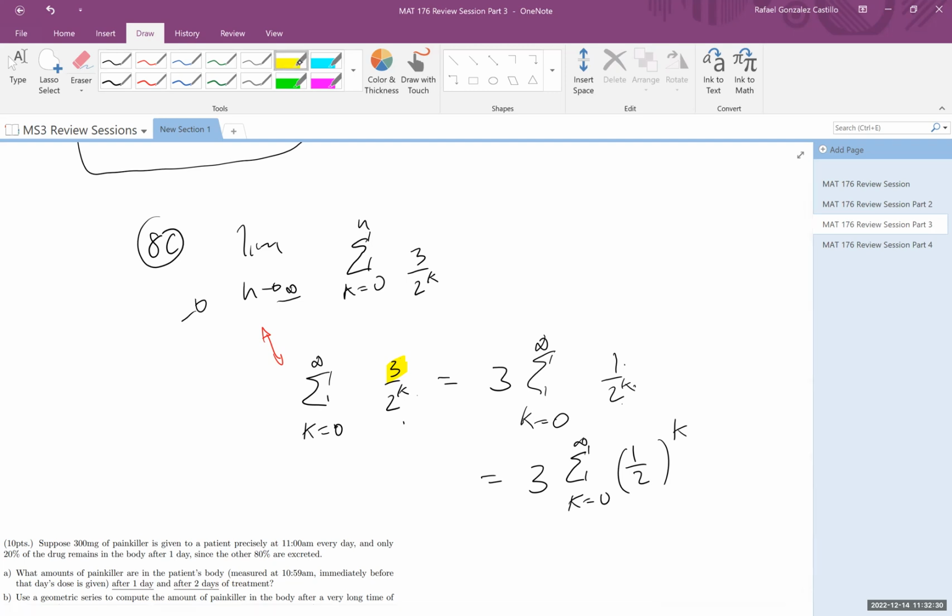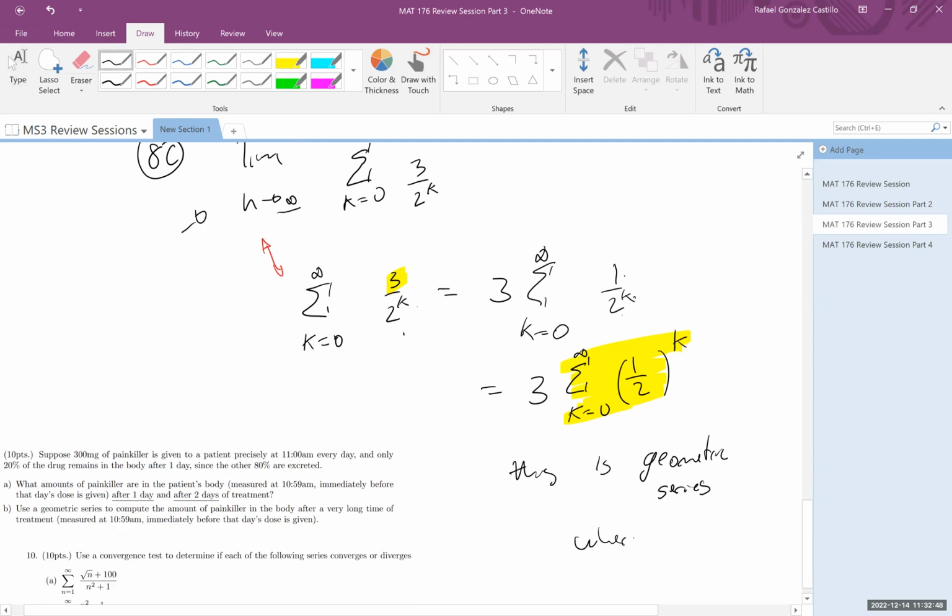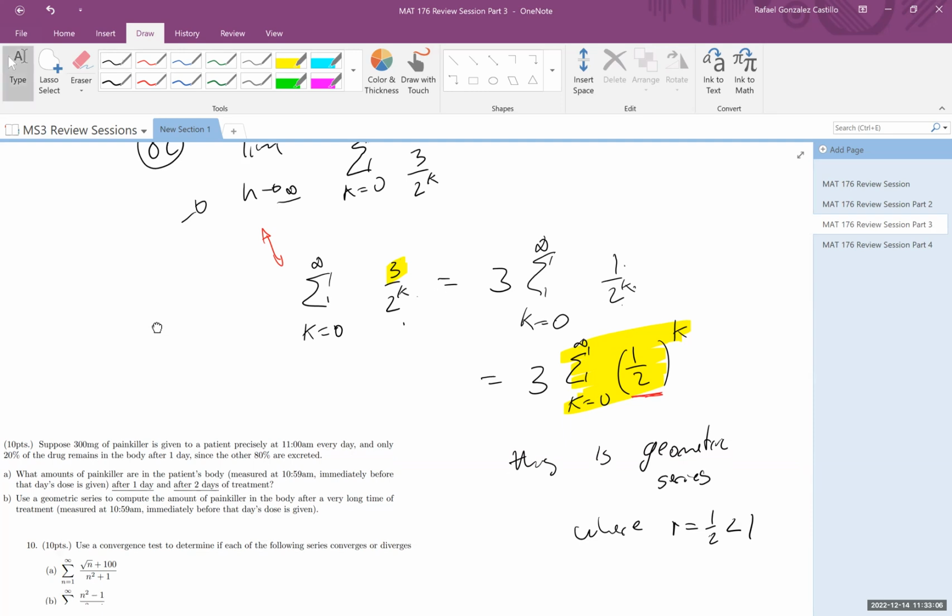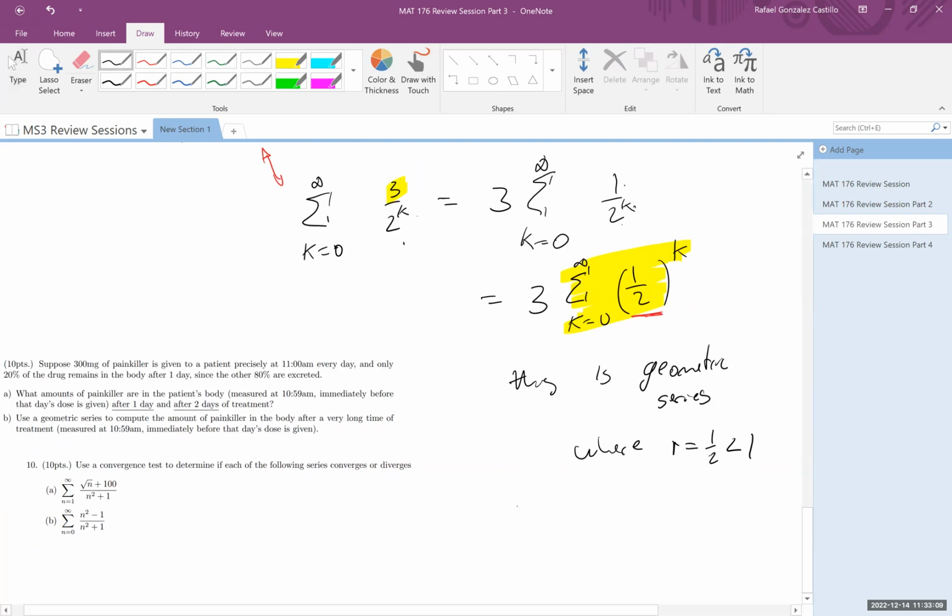And now you could see that this piece right here is a geometric series where r is equal to 1/2, which is less than 1. For a geometric series to converge, r has to be less than 1. r is the base. If the base is less than 1, then we are guaranteed for the geometric series to converge. So this geometric series converges, and we know what it converges to.